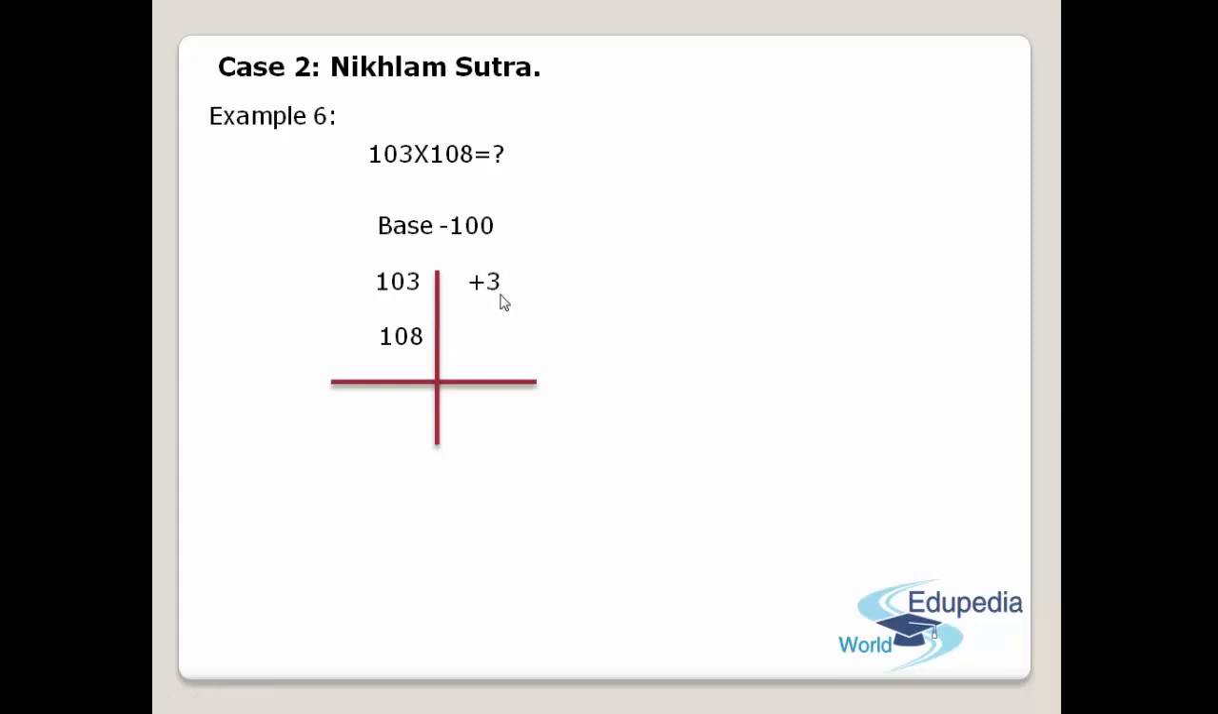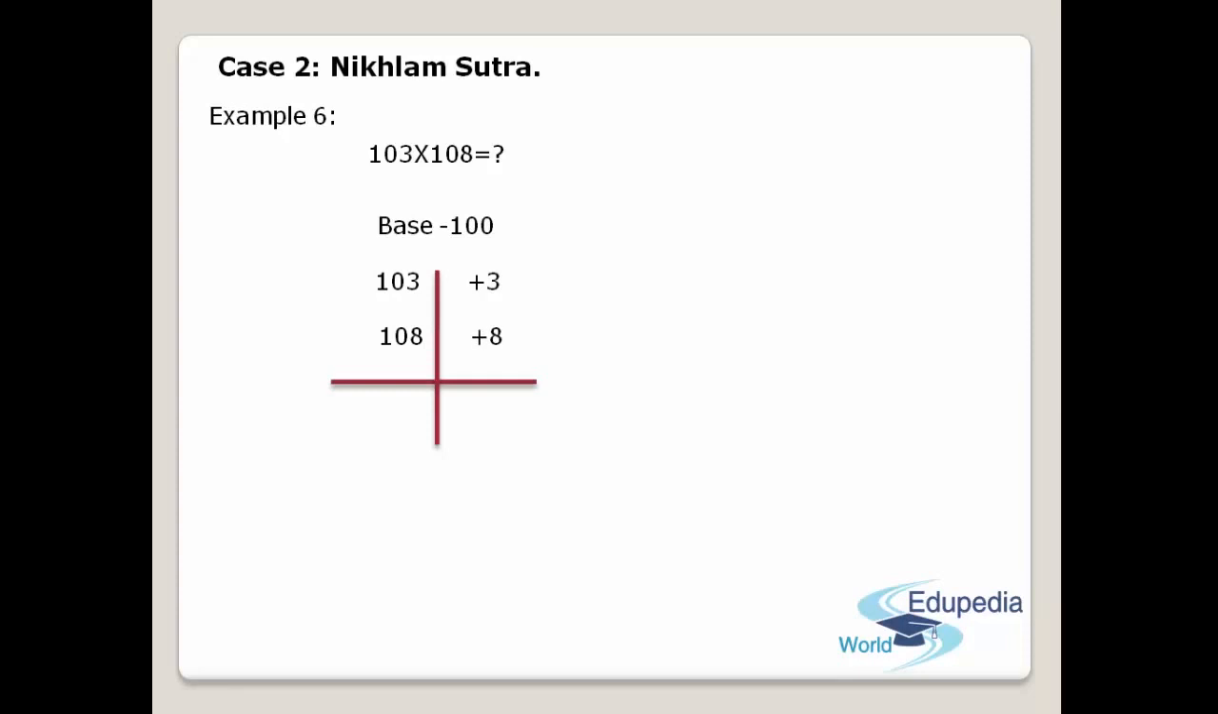Why are you placing a plus sign? Because it is more. If it is less, you have to place a minus in front of the number. Now when you compare the base 100 and 108, 108 is 8 more than the base 100. Now you just write plus 8 here.